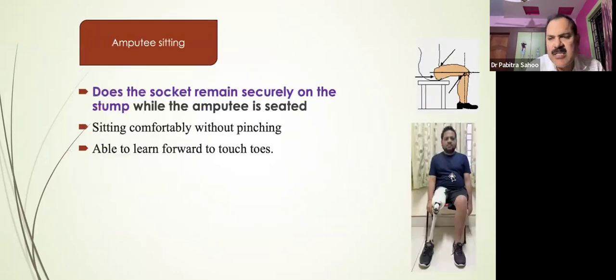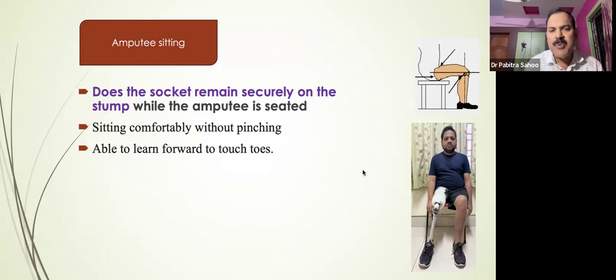Now after standing, let us see what one should look for when the amputee is sitting. Look at this picture. Here the amputee is sitting. What should you look for? Sitting comfortability without pinching. If the anterior brim of the socket is impinging on the belly of the patient, he cannot sit at 90 degrees. So he has to go for ischial sitting and bend backward to relieve the pressure from impingement of the anterior wall on the abdomen. Okay, this is one check.